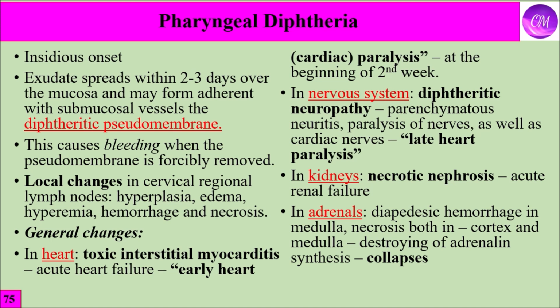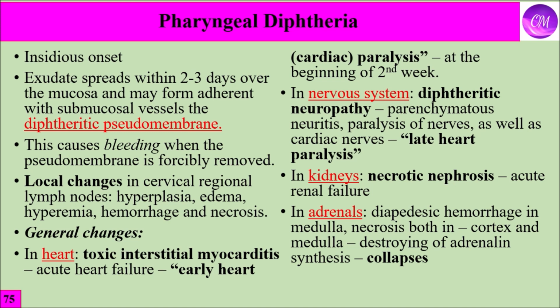Local changes in the cervical region, regional lymph nodes, are hyperplasia, edema, hyperemia, hemorrhage, and necrosis. General changes in the heart: toxic interstitial myocarditis that results in acute heart failure, and early cardiac paralysis occurs at the beginning of the second week. In the nervous system, diphtheritic neuropathy, characterized by parenchymatous neuritis, paralysis of nerves as well as cardiac nerves that results in late heart paralysis.